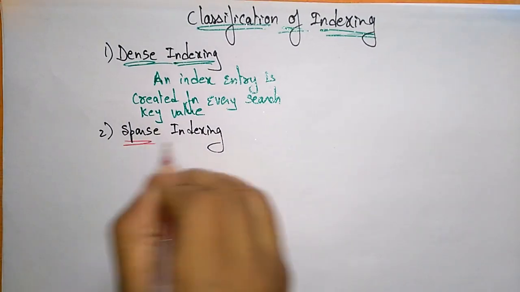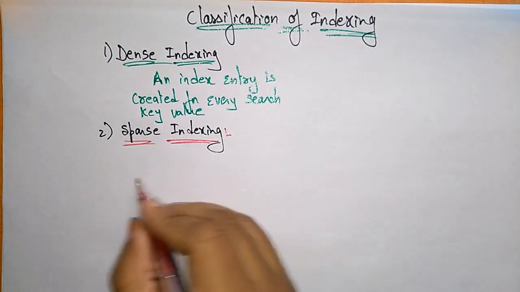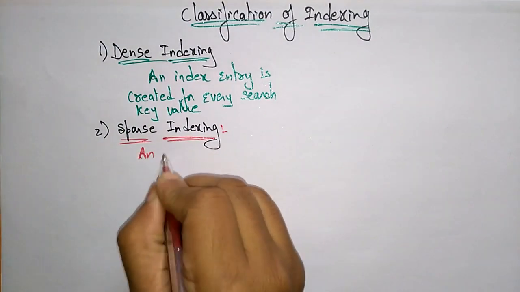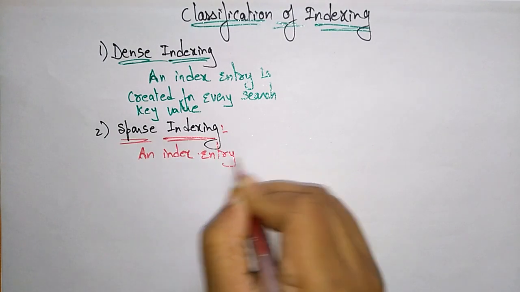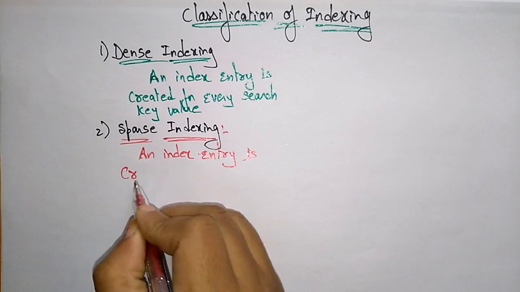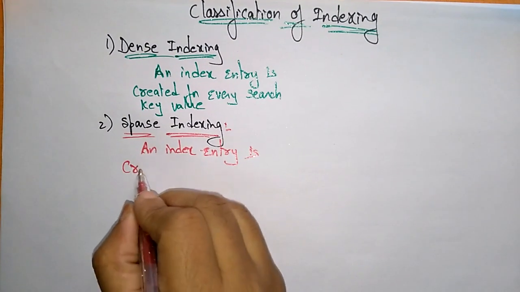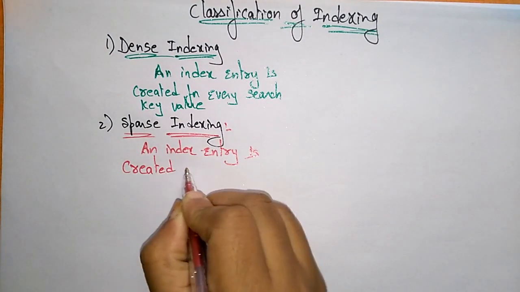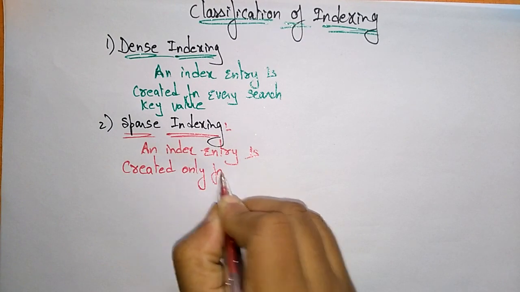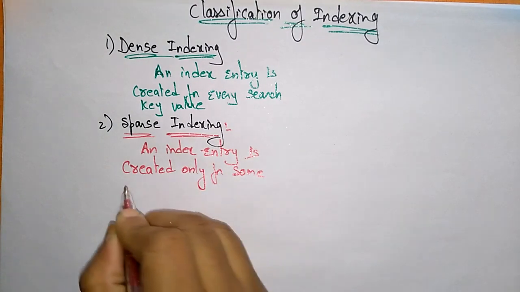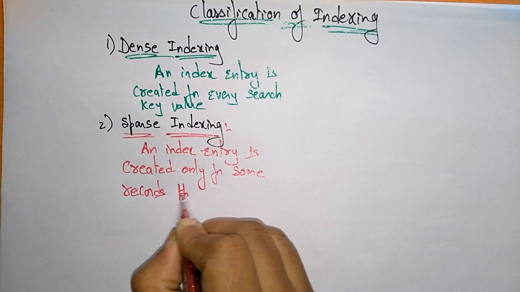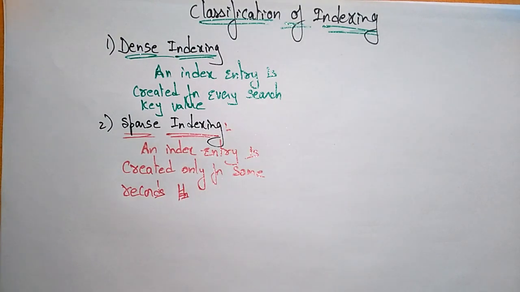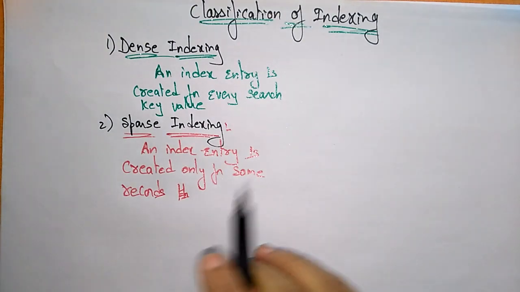Now coming to the sparse index. So what is a sparse index? Here an index entry is created only for some records, and then it is called the sparse index. So this is the difference between these two.